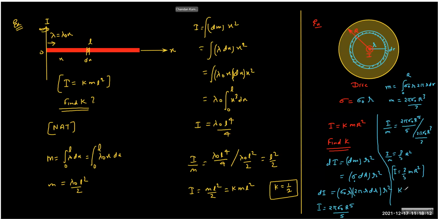So K is 3 by 5. So I hope this is not very difficult.